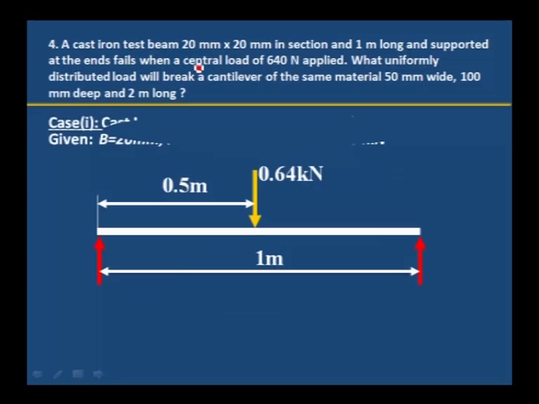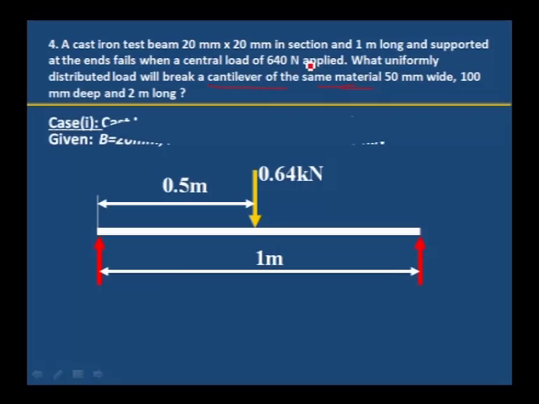A cast iron test beam 20 mm by 20 mm in section and 1 meter long, simply supported at its ends, fails when a central load of 640 N is applied. What uniformly distributed load will break a cantilever beam of the same material? The material is the same, that is why we have taken the stress of 120 newtons per mm square for both cases. We have taken the same value.